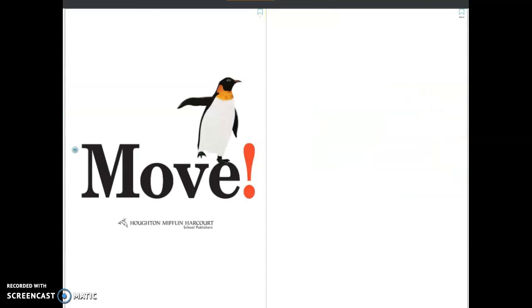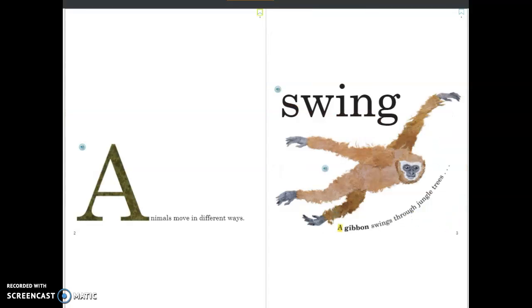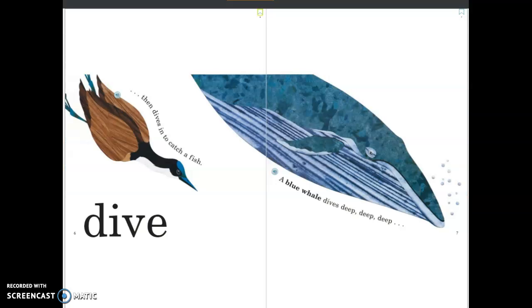Move. There's our table of contents. Animals move in different ways. A gibbon swings through jungle trees, or walks on two back legs. A jacana walks on floating lily pads, then dives in to catch a fish.